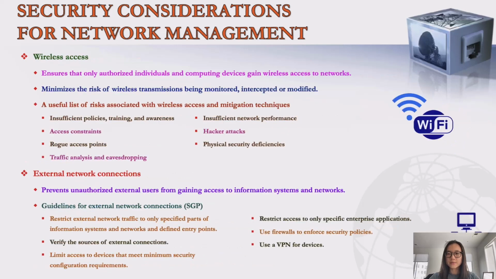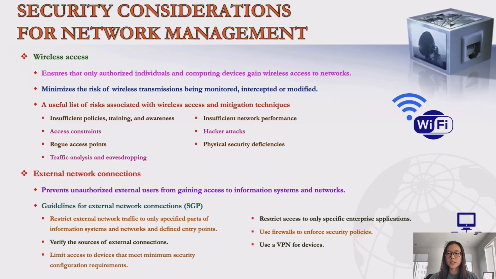The security aspects of network management for wireless access have two main objectives. The first objective is to ensure that only authorized individuals and computing devices gain wireless access to networks. The second objective is to minimize the risk of wireless transmission being monitored, intercepted, or modified. In his article, Best Practices for Wireless Network Security, Dennis Kennedy provides a useful list of risks associated with wireless access and mitigation techniques. The following list shows such risks and mitigation techniques, and they're listed here on this slide.